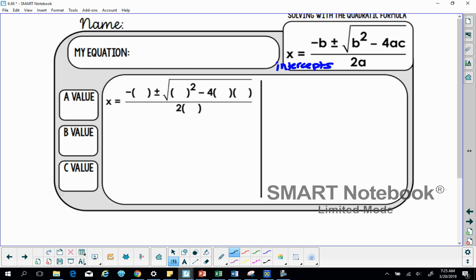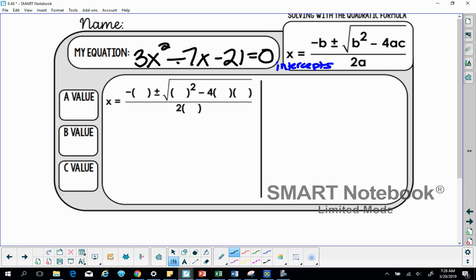So we're going to start with this one right here. So 3x squared minus 7x minus 21 equals 0. So put that on the first one. 3x squared minus 7x minus 21 equals 0. You're putting that on the first equation.